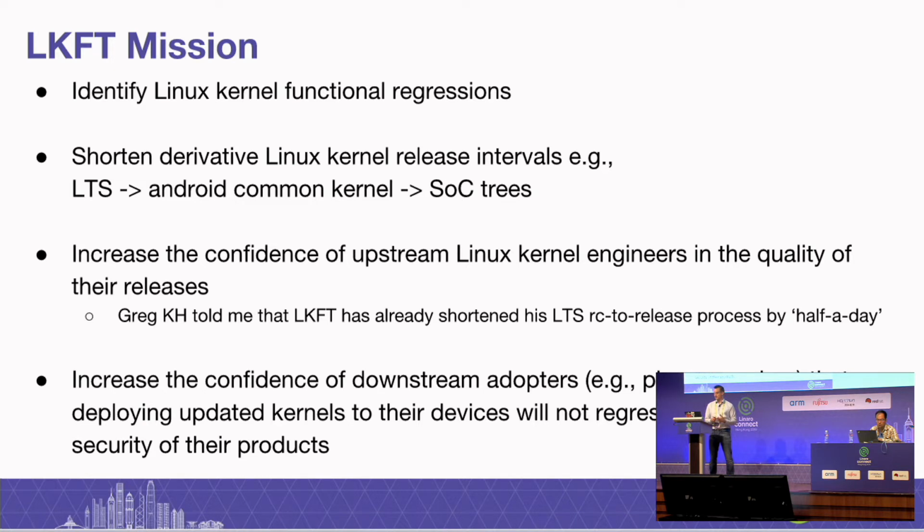Our purpose is to try to increase the confidence of the upstream Linux kernel engineers in the quality of their releases. So Greg KH told us probably about 2 months ago that we've already shortened his LTS RC to release process by half a day. So as far as he's concerned, that's a pretty monumental improvement already. So we hope to increase the confidence of the downstream adopters, the phone vendors, for instance, that deploy updated kernels to their devices. We want them to know that these changes will not regress the functionality or introduce security problems to their products.